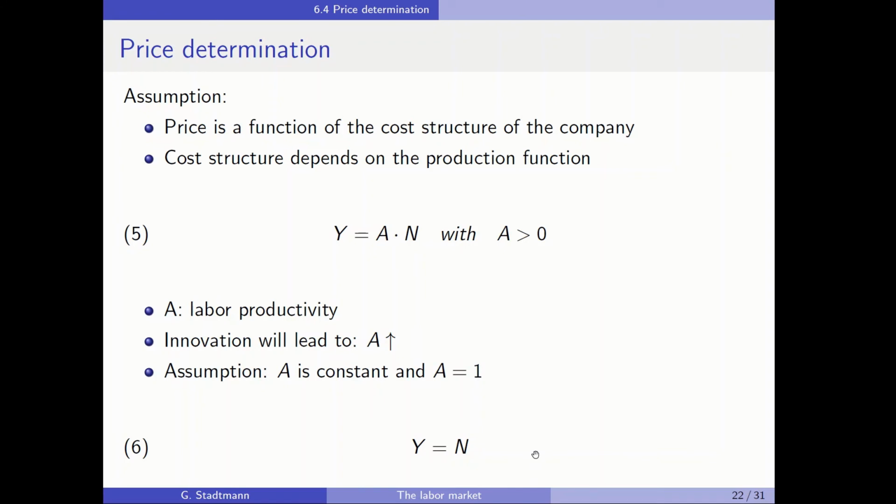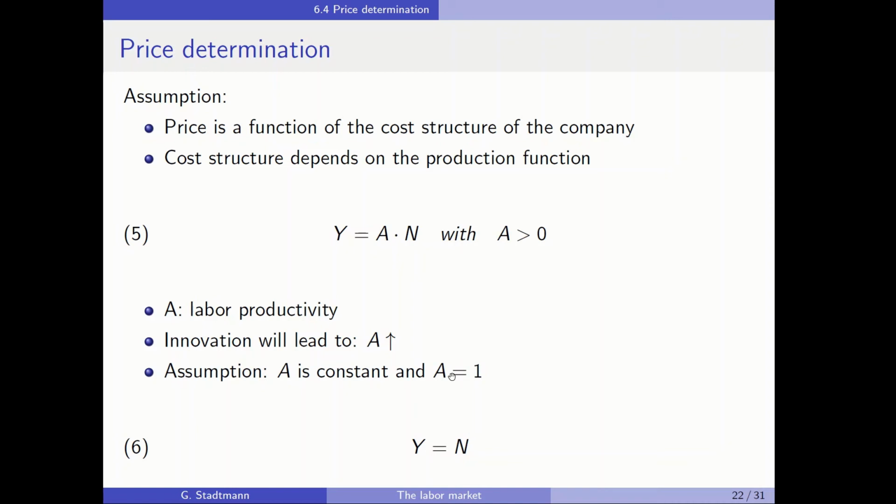One example of the real world which comes close to this relationship is the university. When you have one professor, you can give 1 lecture. When you want to have 5 lectures, you need 5 professors. So, of course, this seems to be the case that Y is equal to N. This is a production function in the university sector.